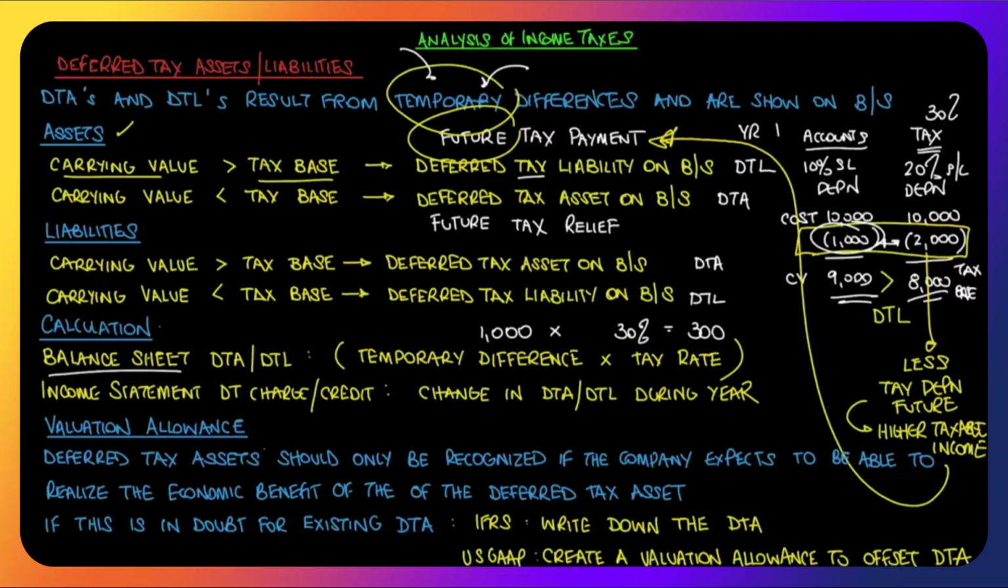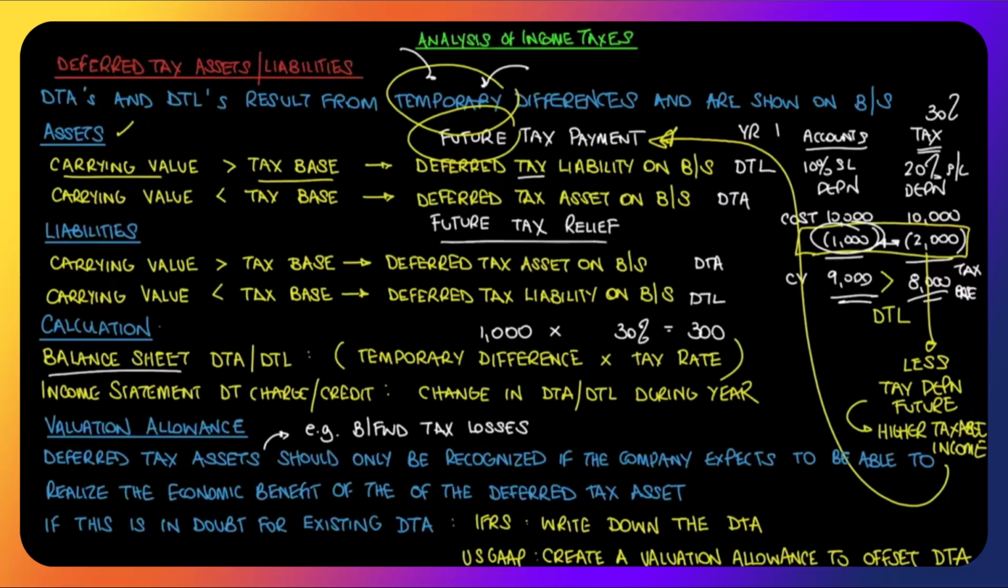Or the classic example, you have brought forward tax losses. Most tax authorities will allow you, if you make a loss during the year, you don't pay tax, but you can carry those losses forward to offset against future tax charges. If you can carry that loss forward and offset future profits, you will get future tax relief.